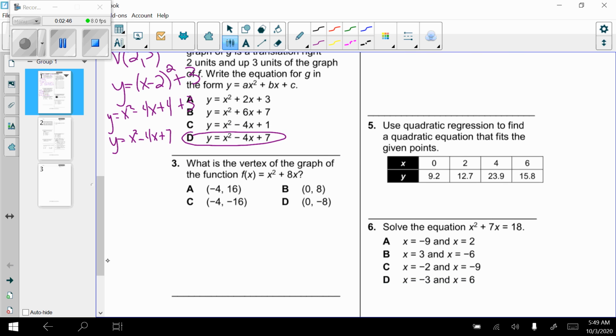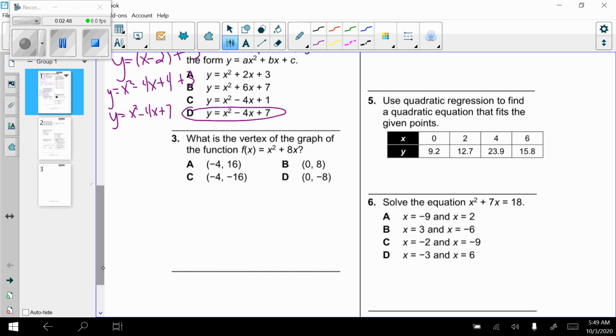All right, number 3. What is the vertex of the graph of the function f of x equals x squared plus 8x? Remember, we have that equation to find h, the x value of the vertex, which is -b divided by 2a. So h equals, so my b is 8, so -8, because remember -b just means I change the sign of b, divided by 2 times a, here a is 1. So -8 divided by 2, h is -4.